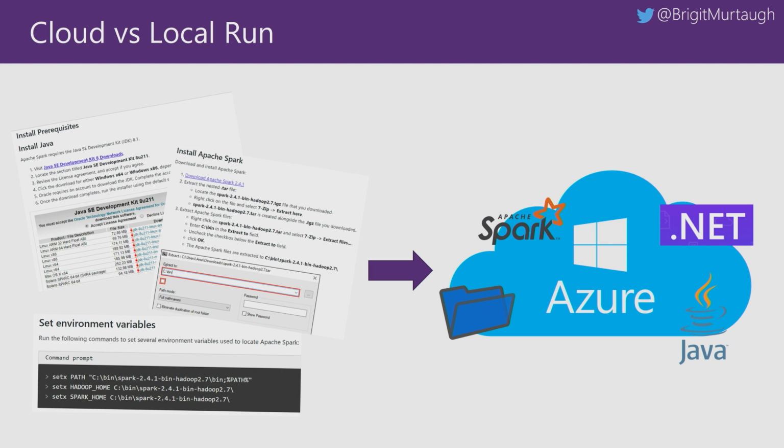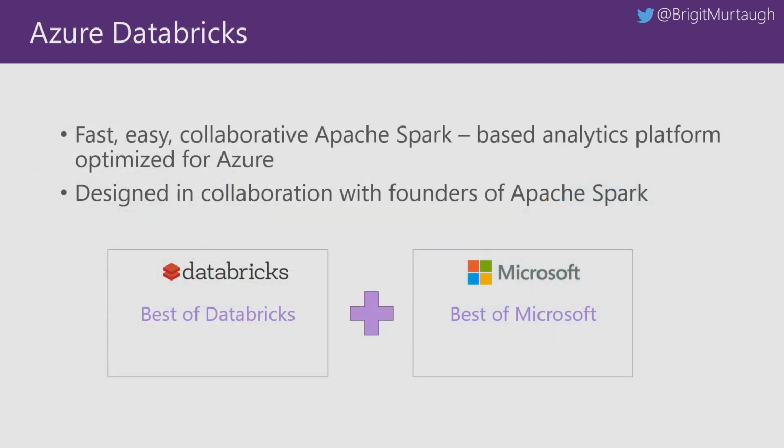In this video, we're specifically going to be deploying our .NET for Apache Spark app to Azure Databricks. Now, Azure Databricks is a fast, easy, collaborative Apache Spark-based analytics platform optimized for Azure. It was designed in collaboration with the founders of Apache Spark, so you can really ensure that Azure Databricks takes the best of Databricks and the best of Microsoft to give us an optimized solution.